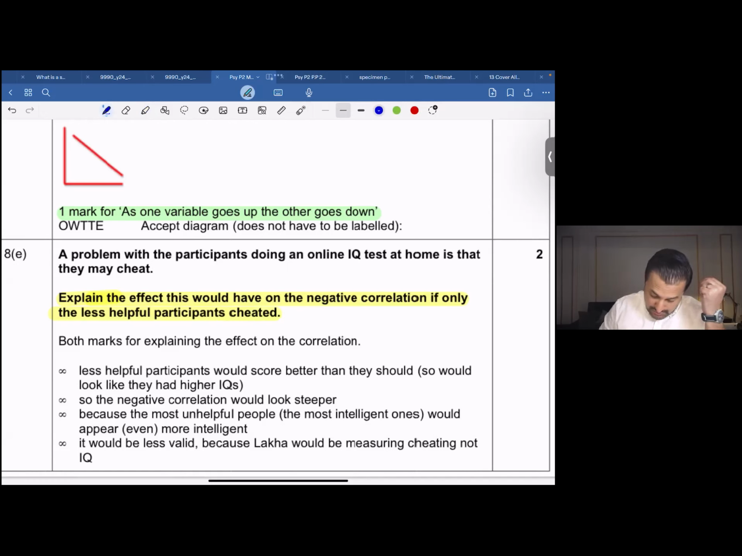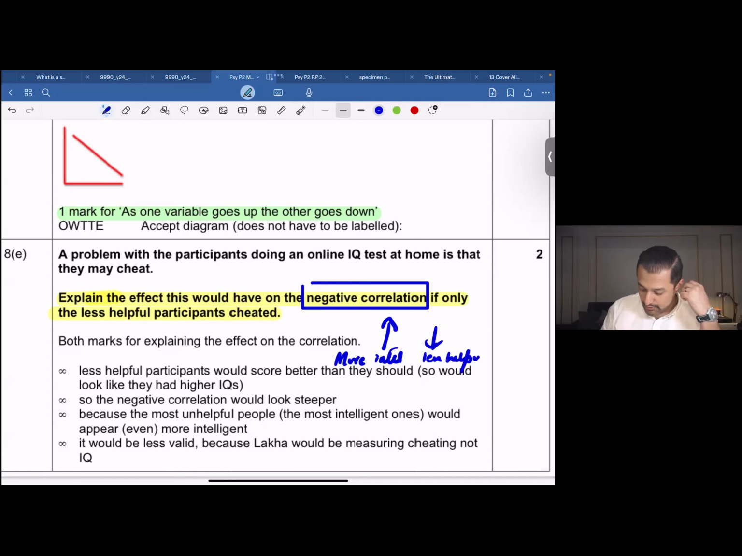So on a negative correlation, this is it, right? We are talking about a situation where the people who are more intelligent might be less helpful, or the other way around, the people who are less intelligent might be more helpful, right? I wrote this because I wanted you to be clear about what a negative correlation would be like.